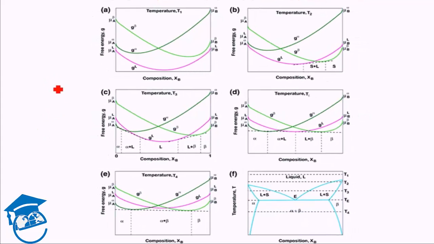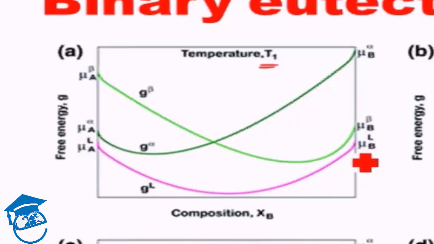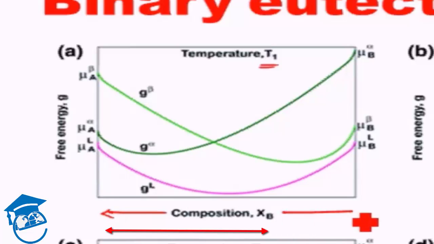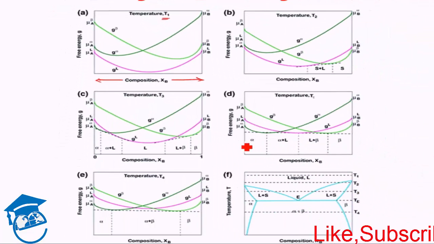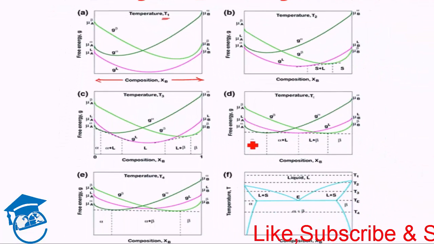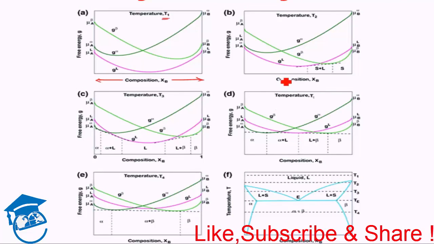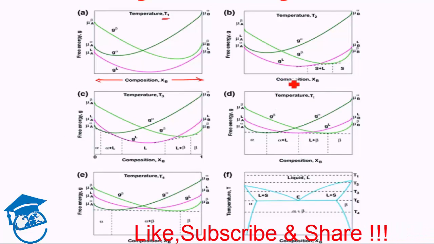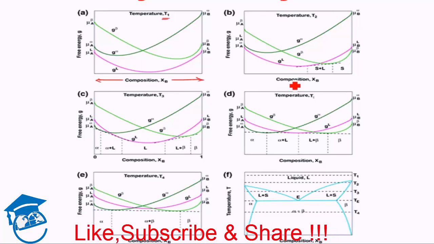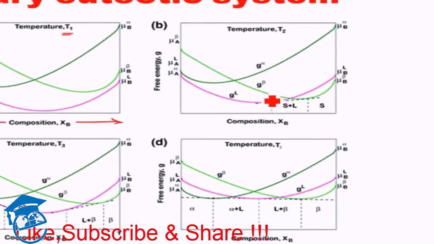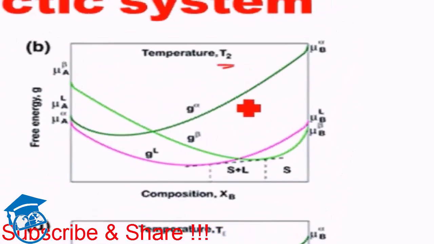To begin with, we are at very high temperature T1. At very high temperature, liquid will have minimum free energy, thereby for all compositions we get liquid as the stable phase. So here we get all liquid. As we lower the temperature, first we'll hit the melting point, but we are not taking the melting point, we are going further lower to temperature T2.